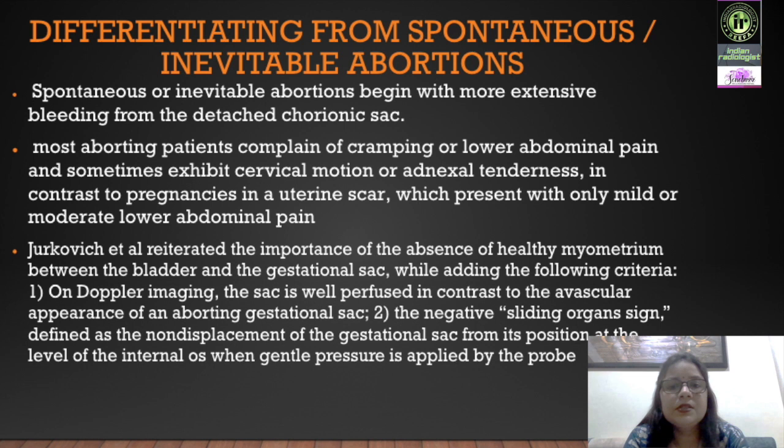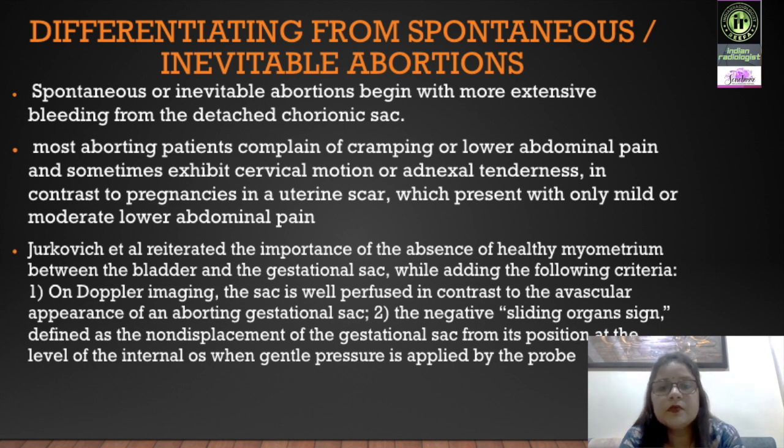So very important is differentiating the CSPs from spontaneous or inevitable abortions. Spontaneous or inevitable abortions begin with more extensive bleeding right from the beginning from the detached chorionic sac, and most aborting patients complain of cramping pain in the lower abdomen and sometimes exhibit cervical motion tenderness. In contrast to the CSPs, where we have mild or moderate lower abdominal pain and not so much extensive bleeding initially.